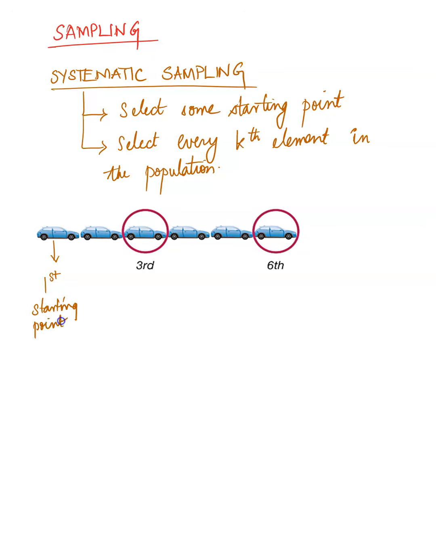And from there, you choose to say, well, I'm going to choose every third car from here. So from the starting point, this is the third car, the sixth car, then you go with the ninth car, and so on. That's called systematic sampling, where you go after every kth element. You could choose how you want it to be. You could make it every 10th car, or every 20th car, and so on.